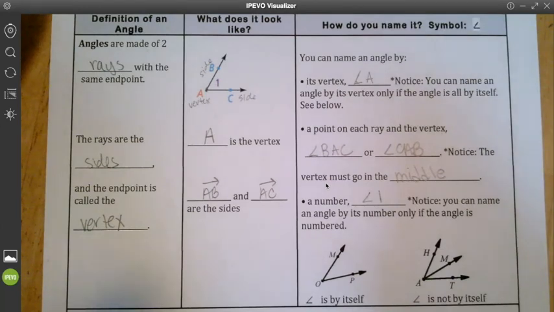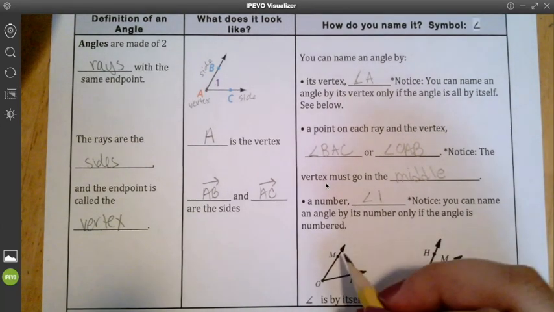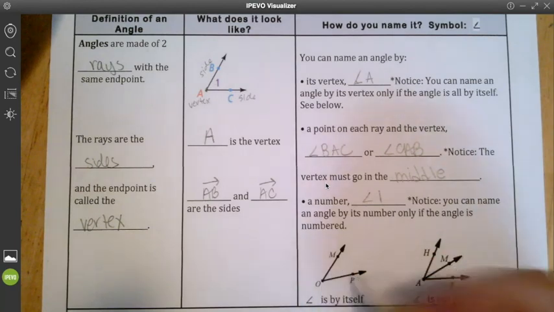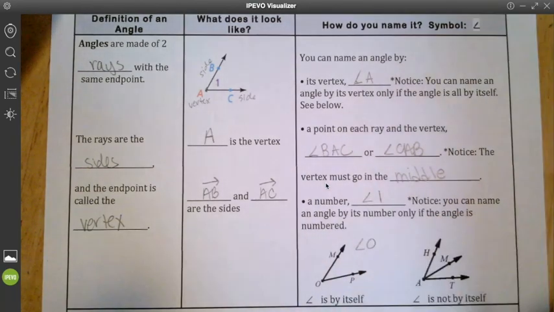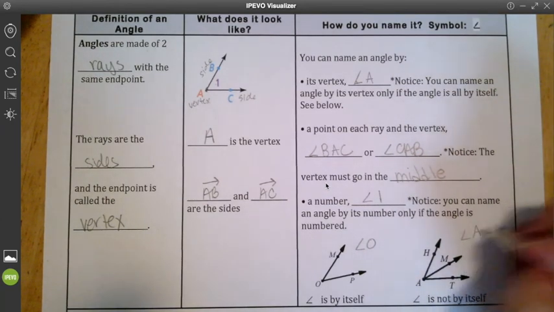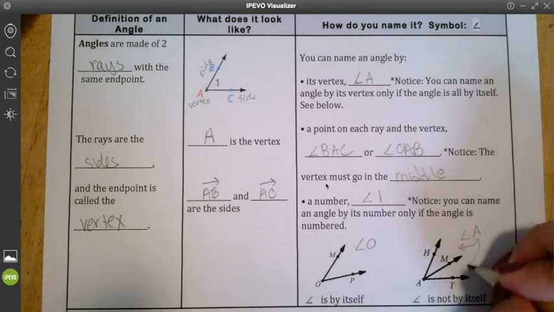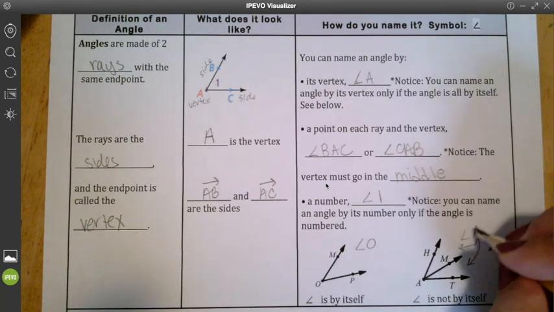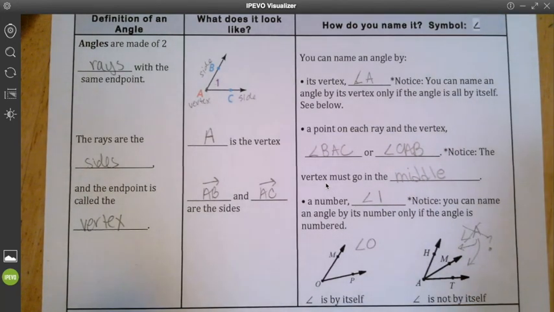Okay, so here, if we're looking at this angle MOP, we can call this angle O because there's only one angle through vertex O. However, this one, we have angle HAM and MAT, so we cannot call this angle A because which one are we referring to? So we don't call that angle A.